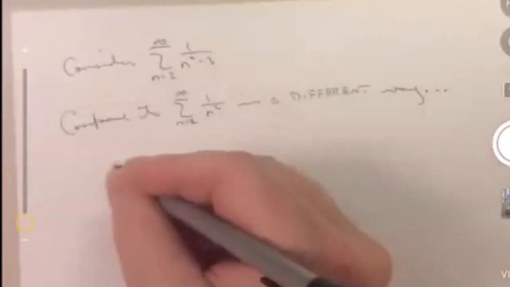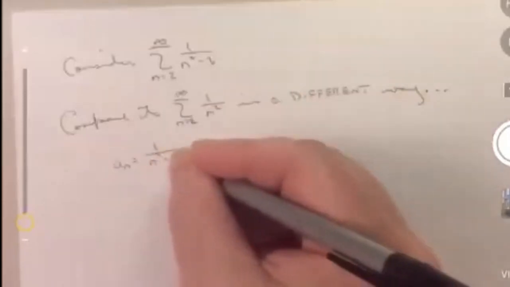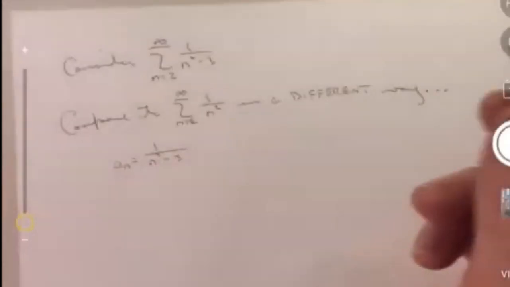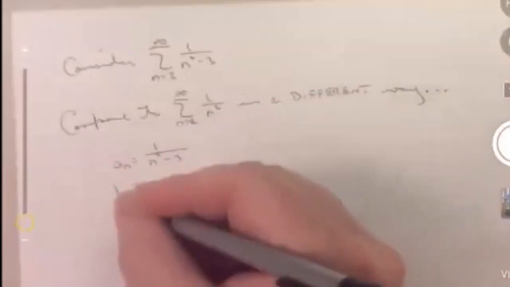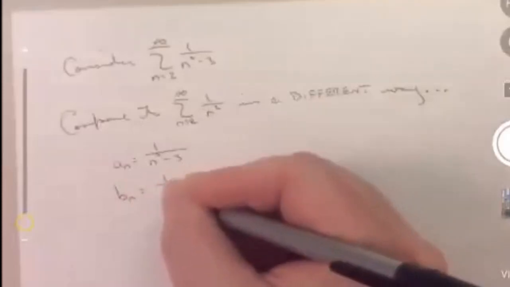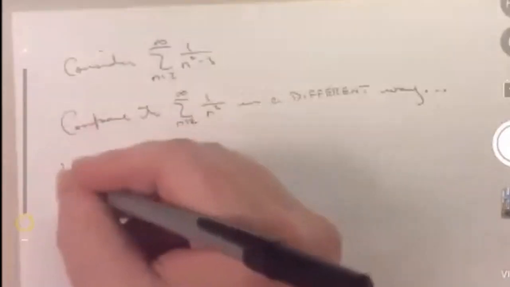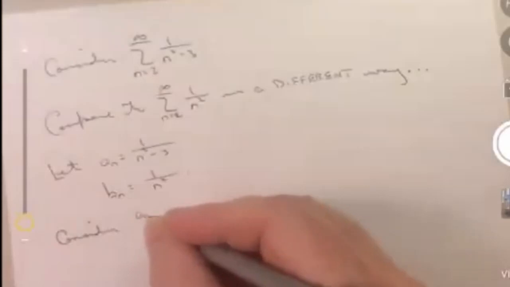So here's what we're going to do. I'm going to look at the nth term of the series in question, right? So 1 over n squared minus 3. And let's let Bn be the nth term of the P series that we're going to compare it to. And then we're going to consider An over Bn.